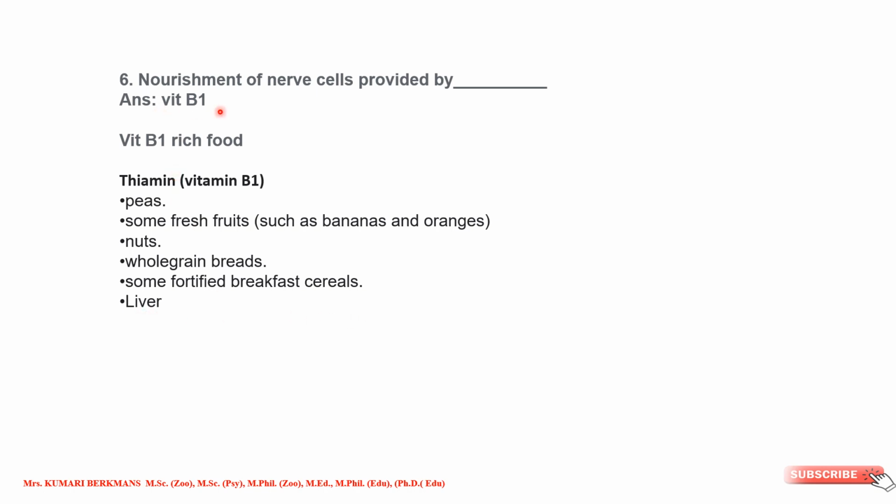Okay, so vitamin B1 nourishes the nerve cells in our body. Another name of vitamin B1 is thiamine. Okay, this is the chemical name, thiamine.